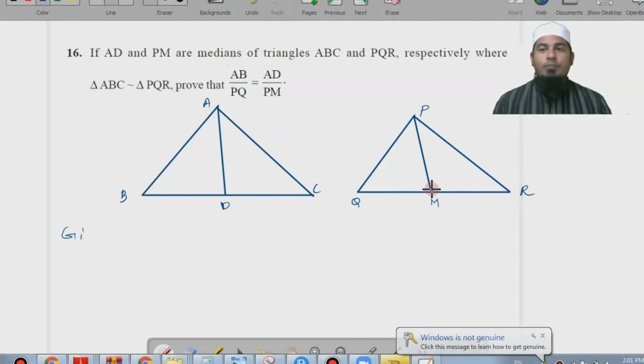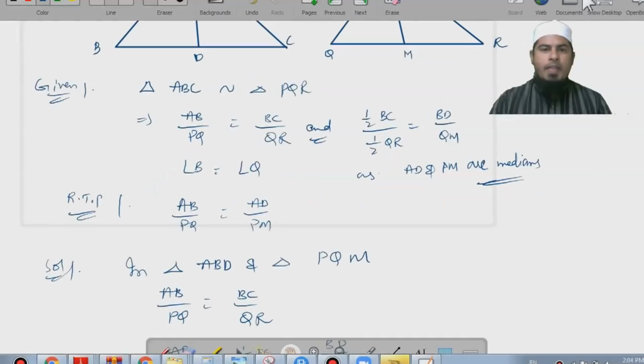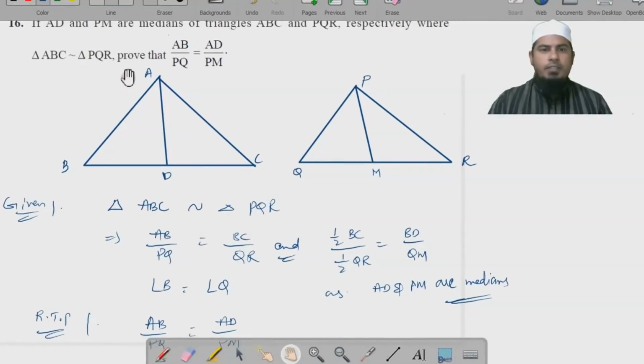That is, we need to prove that the medians are also proportional to the sides. Let us prove this by proving just triangle ABD and triangle PQM similar. Here in triangles ABC and PQR, the two triangles are similar. It means AB by PQ is equal to BC by QR, which is written here. Half BC by half QR we can also write as BD by QM, as AD and PM are the medians. A median divides the opposite side into equal halves, so we can write that also.